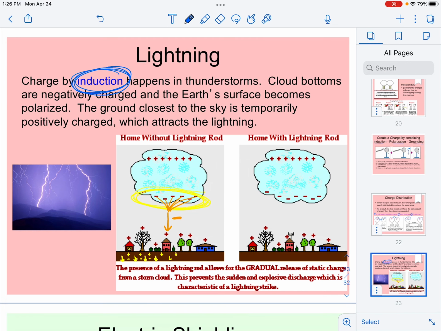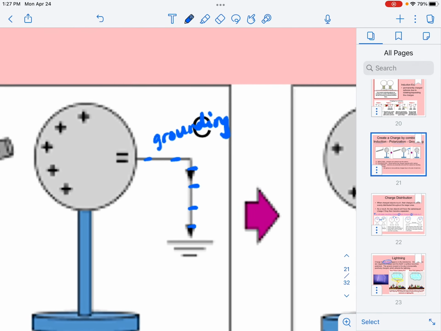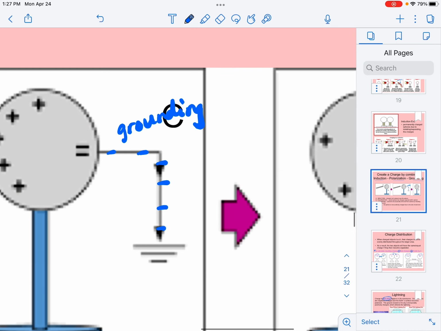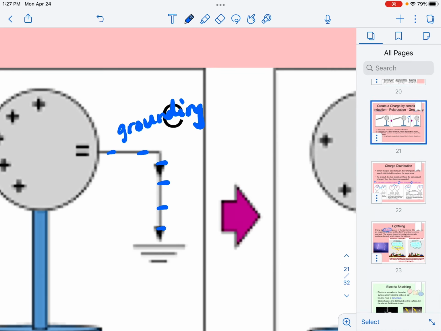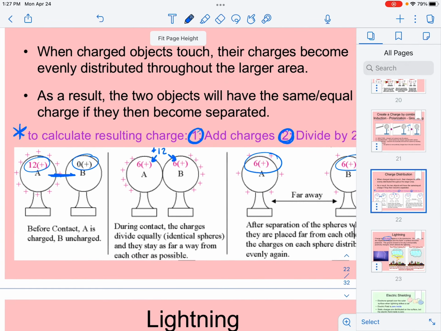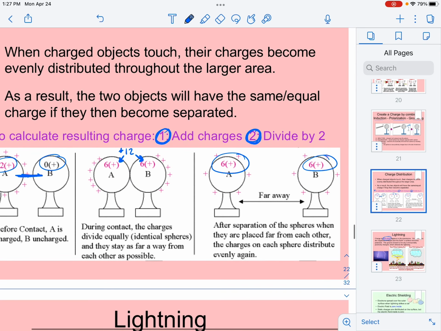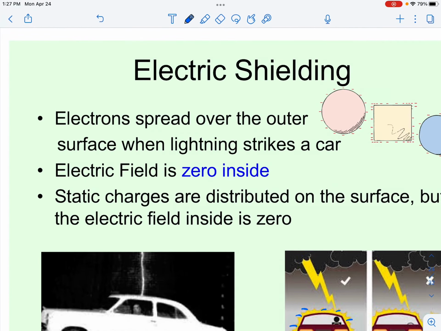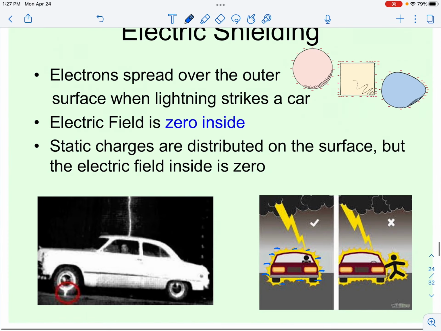We also learned some smaller, less intense vocabulary words here. We learned grounding, and that was when we had an escape route for electrons to physically leave an object. We learned about charge distribution, which is when we have two objects with an electric charge. They come together and touch. The charges spread out. They separate so that they have even or equal amounts of charge in both of our objects. And then the last word was electric shielding, which is where we have zero electric field inside of a hollow object, but the electrons are distributed on the outside of that object.